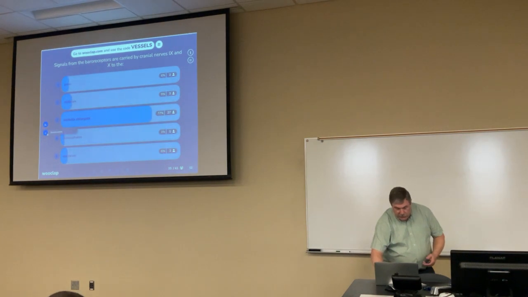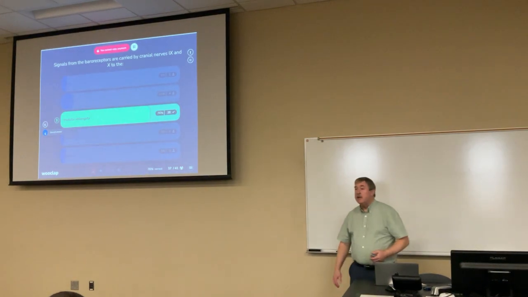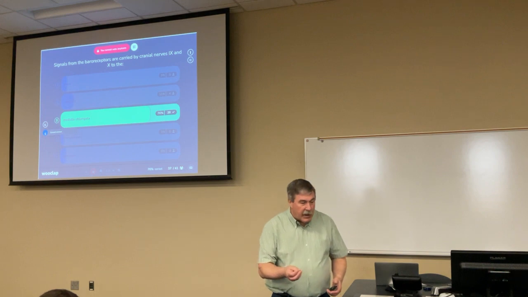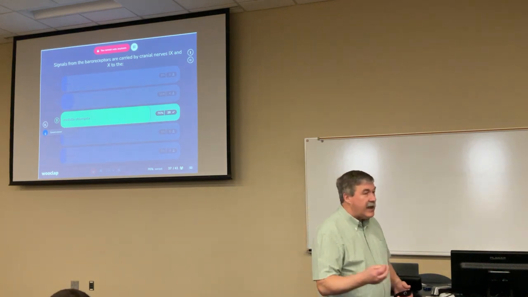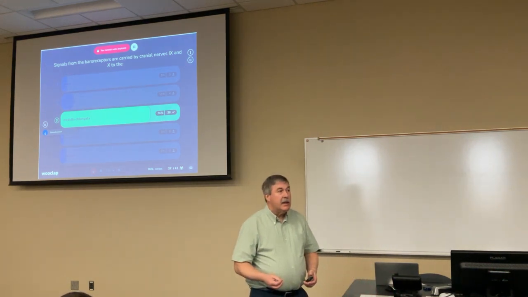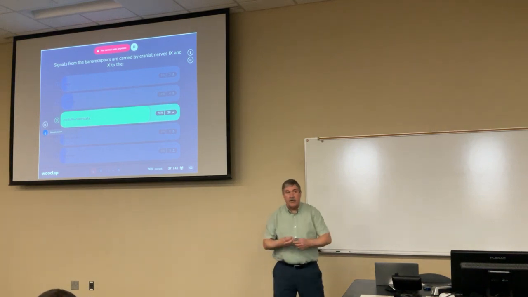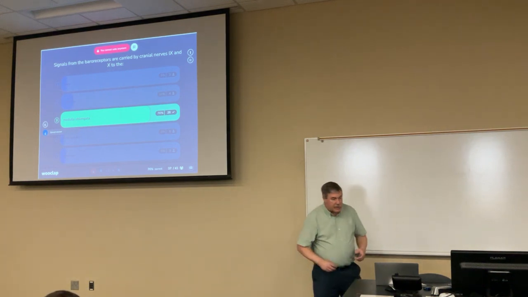Most of you said medulla oblongata, and that's correct. That's where the part of the medulla oblongata that regulates blood pressure is called the vasomotor center. Okay. That used to be thought to be part of the cardiac center, but now they have separated the two out.